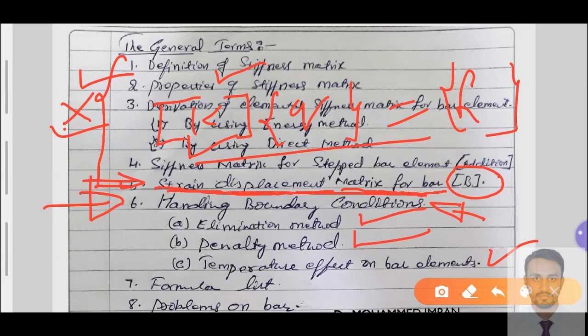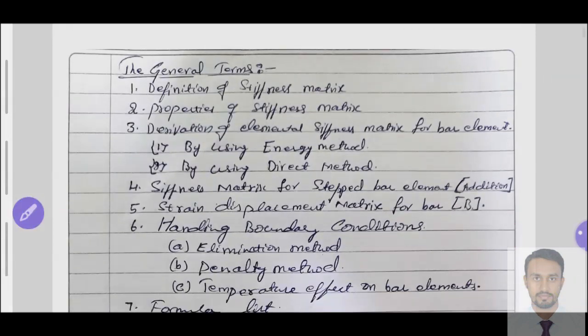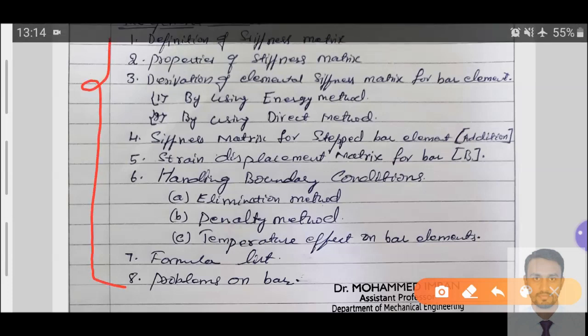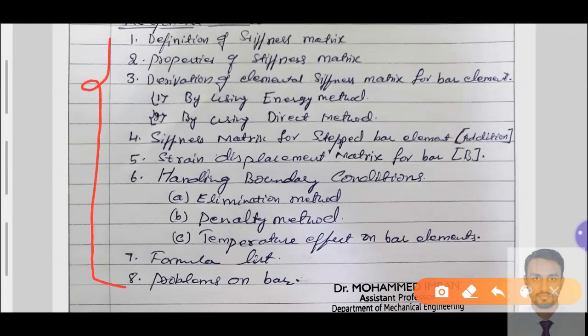I am splitting the given brief syllabus in terms of a complete detailed description of the syllabus. So formula list, then we'll solve the problems on a bar element. These are the 8 characteristics. These are the 8 points which are given in a single 2 points in your syllabus. In this video I'll take these first 2 bits. In the next video I'll take from the third bit.